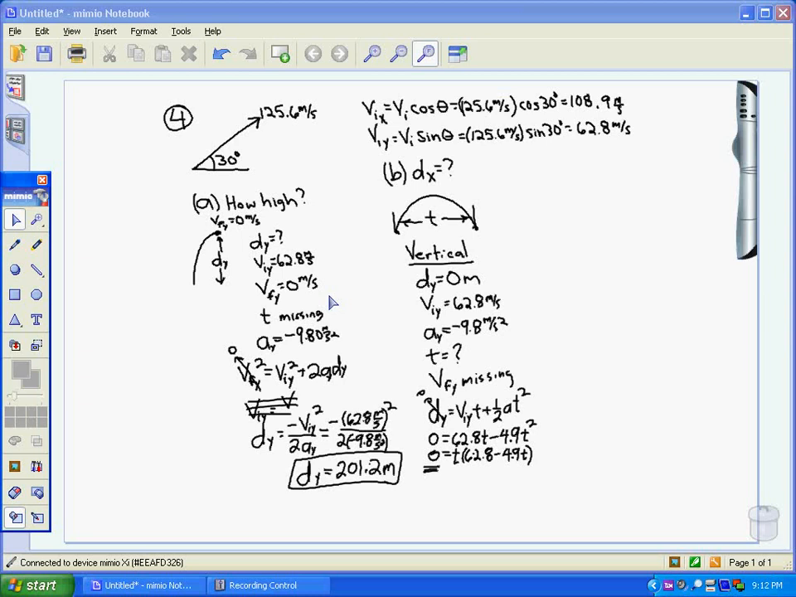So I'm going to take this back up to the top here and say, well, when I get 62.8 minus 4.9t equals 0, that will also give me 0 for that equation. So working this out, I get 62.8 is equal to 4.9t. I'm going to add 4.9t to both sides. Divide by 4.9, divide by 4.9, and I get t is equal to, in this case, 12.8 seconds.